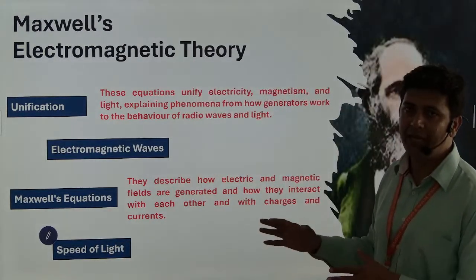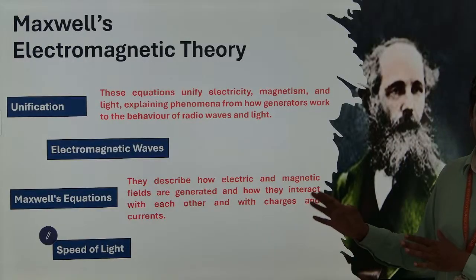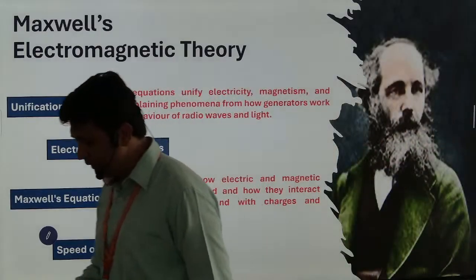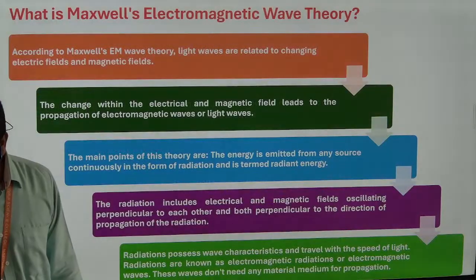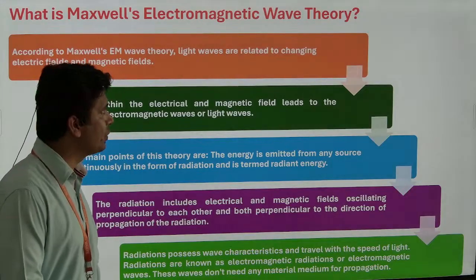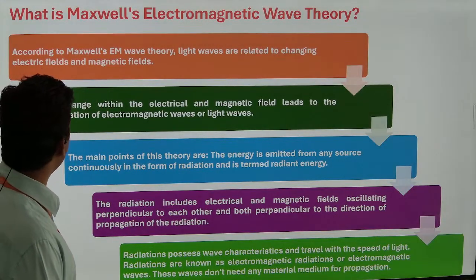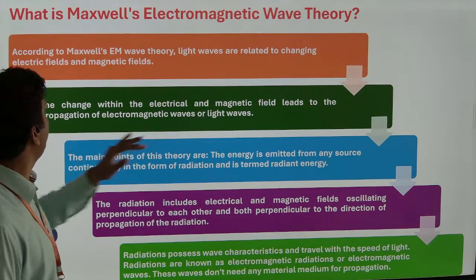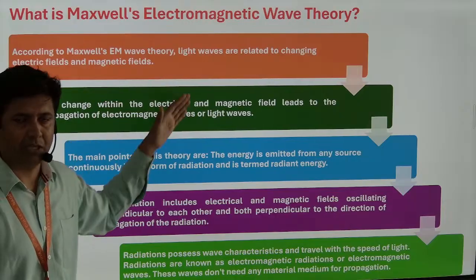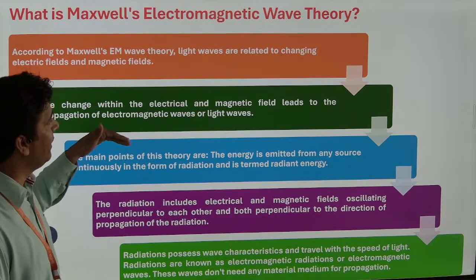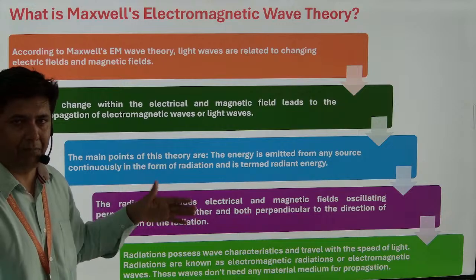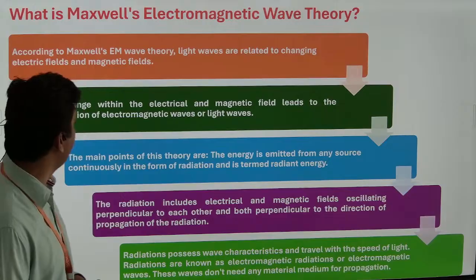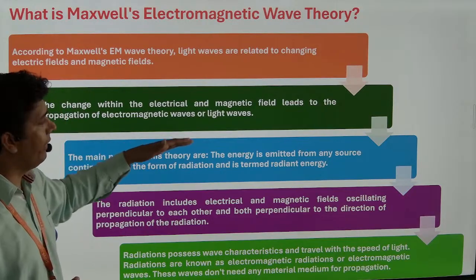The speed of light was found to be approximately 3 into 10 raised to the power 8 meters per second by this theory. So these are a few things which are very important as far as Maxwell's electromagnetic theory is concerned. According to Maxwell's electromagnetic theory, light waves are related to changing electric fields and magnetic fields. The change within the electric and magnetic field leads to the propagation of electromagnetic waves, or you may call them light waves also.